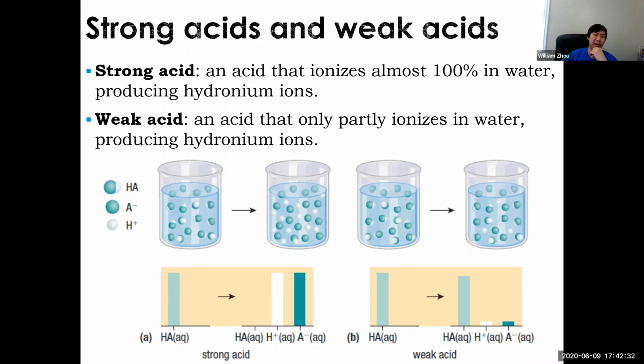So that's not how you define a weak acid. Only the ionization. Okay, I hope I made that clear.